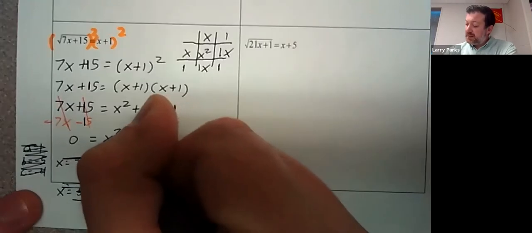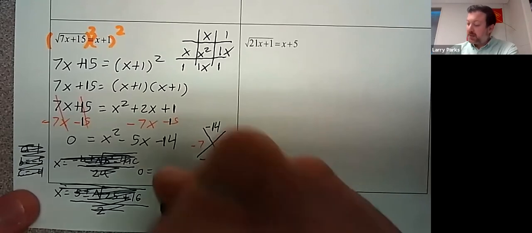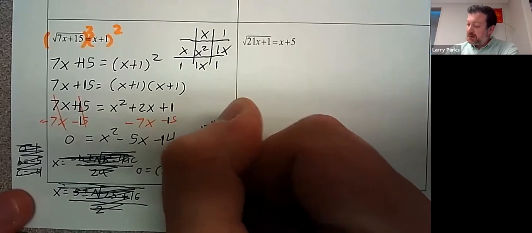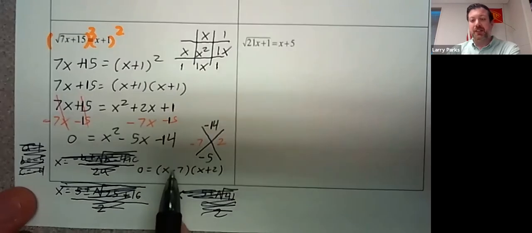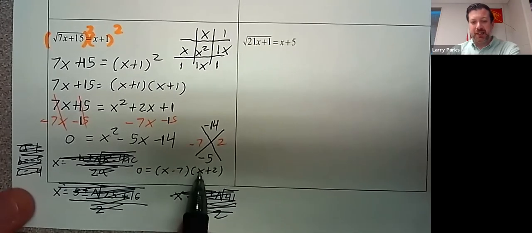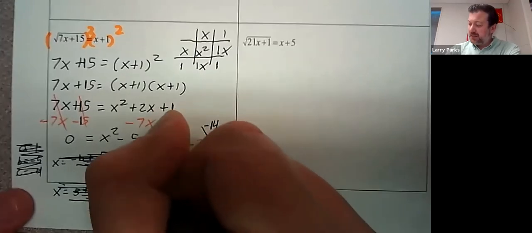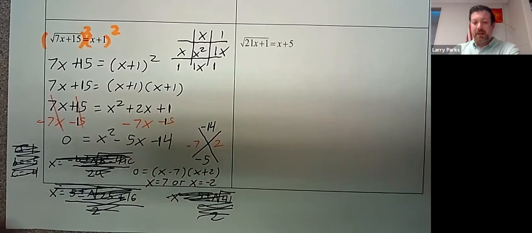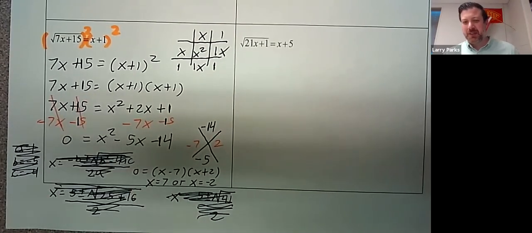I get 0 equals x minus 7, x plus 2. We use the zero product property, we get two answers, 7 and negative 2. Now, usually when you're dealing with the quadratic and you start with the radical, usually one of them is extraneous. So let's plug them in. And we already saw from the graph that 7 is the answer and negative 2 didn't work. So let me show you that negative 2 doesn't work.